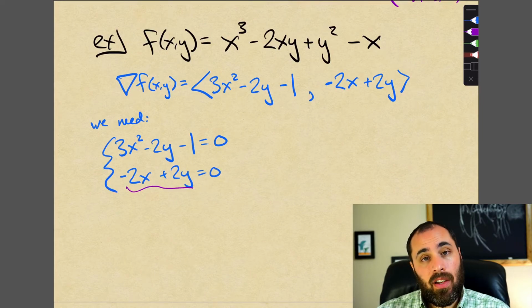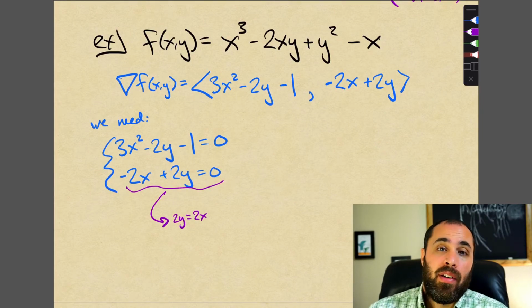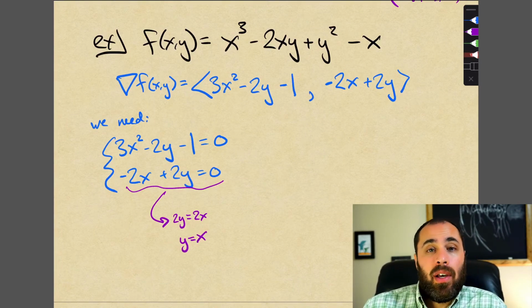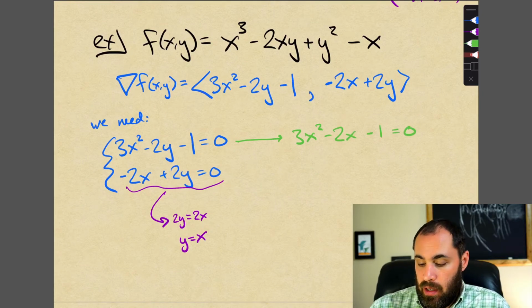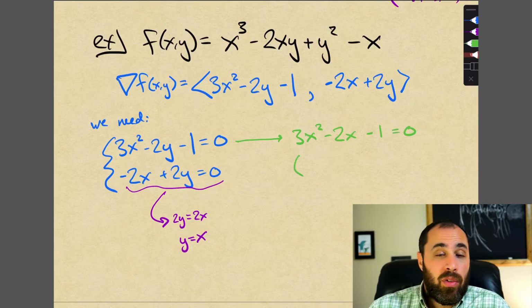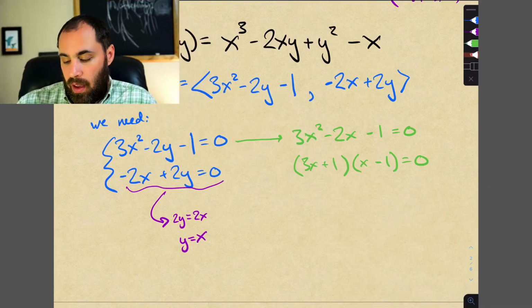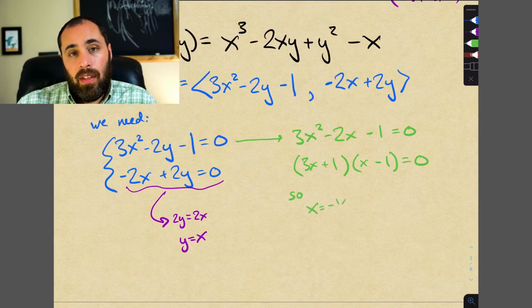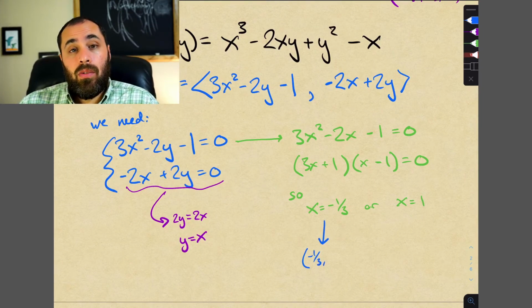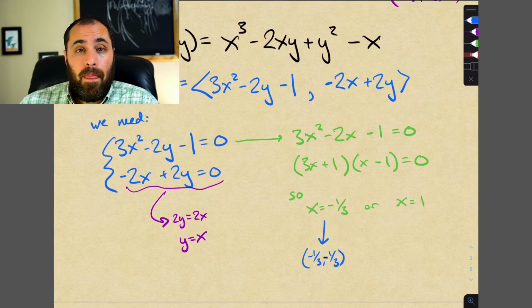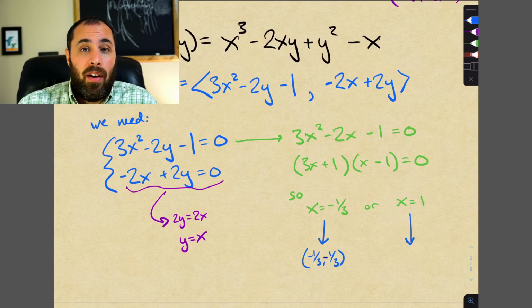It's easier to solve the second equation first. Well, not to solve it, but to find that y has to equal x. And then we can plug that into the first equation to get this quadratic. You could use the quadratic formula, or we can factor, and we find that the solutions are when x is minus a third or x is 1. But remember, y was equal to x, so we get 2 critical points. At this moment, we don't know yet if they are maxes or mins or saddle points.